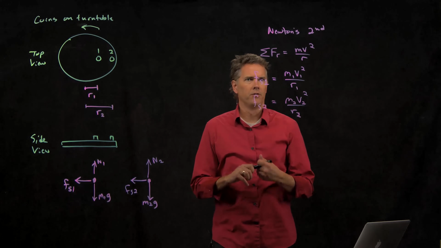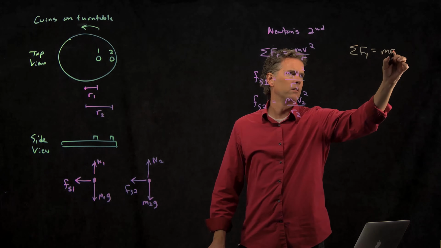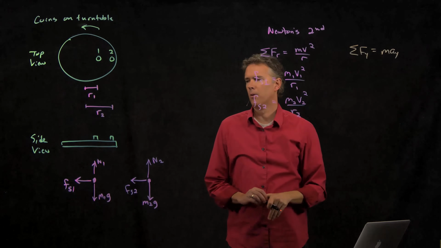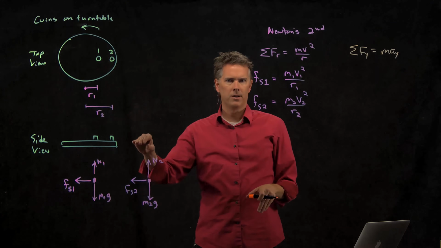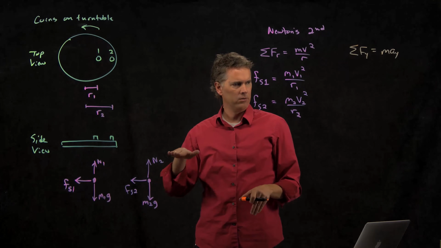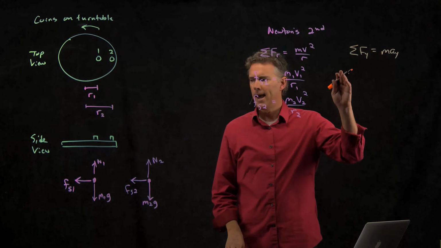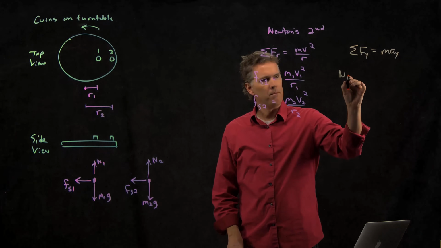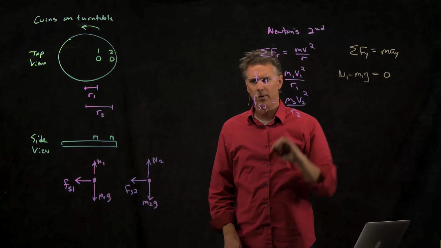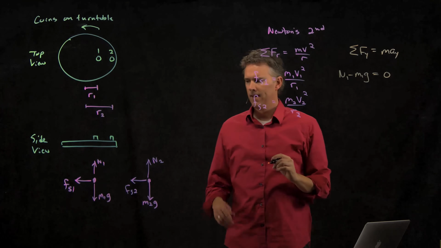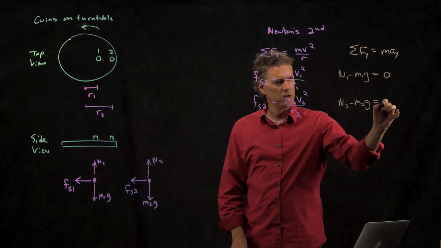What about the vertical forces? The vertical forces, we've got sum of the forces in the y direction equals the mass times the acceleration in the y direction. And we know there's no acceleration in the y direction because the coin's going to stay on this horizontal surface. It's not going to jump up off or fall through. And so we have n1 minus m1g is equal to 0. Acceleration is 0 in the vertical direction. And for the second one, we have n2 minus m2g is equal to 0.